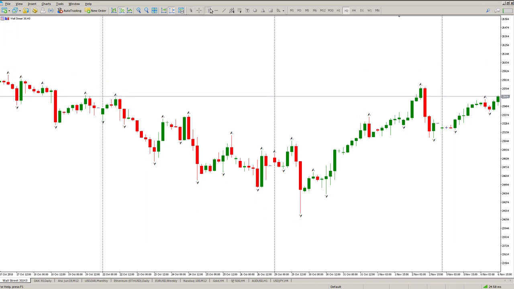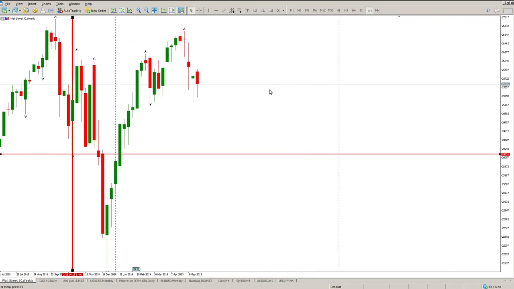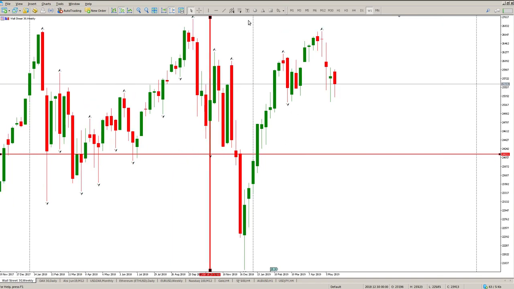So first things first, let's ask ourselves, what exactly happened here? I'm just going to put this in right like that. So what happened at this level? Now normally what would transpire, okay, so we're looking for this area here. I'm on the weekly chart.